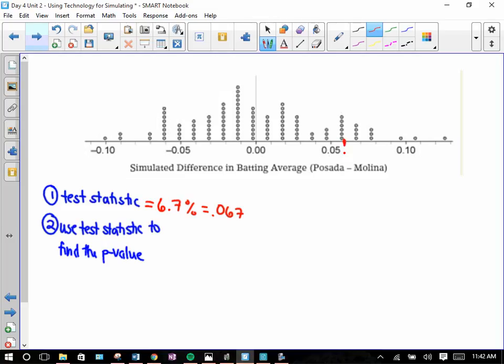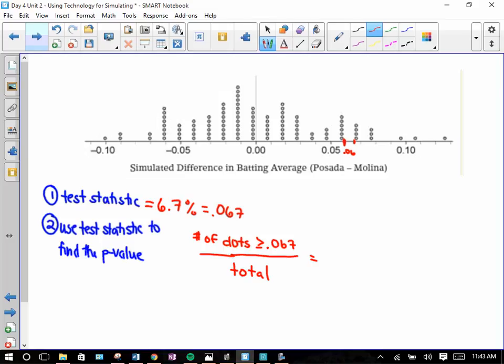All right. So 0.067 is probably right here, before 0.07. We need to figure out what percent of our dots are equal to or higher than 0.067. So the percent is going to be the number of dots greater than or equal to 0.067, divided by the total. First of all, what is the total number of dots we have?